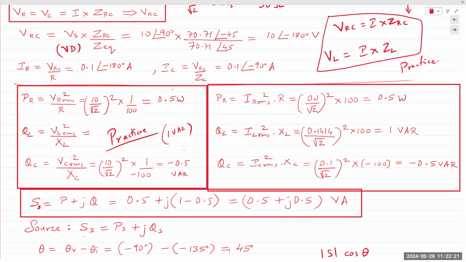XL and XC. XL is the reactance for the inductor. XL is 2 pi FL. XC is 1 over 2 pi FC. And then ZL is, of course, J XL, and then ZC is minus J over 2 pi FC.